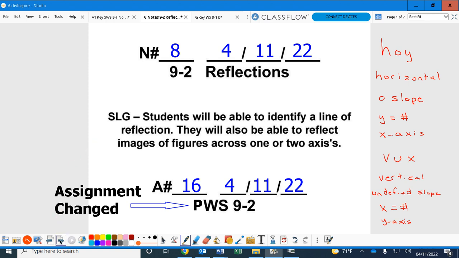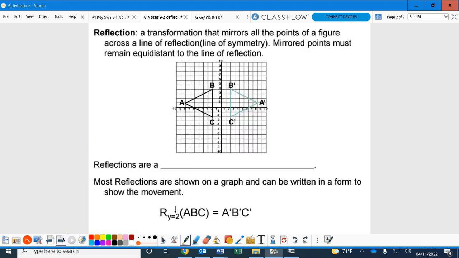Well, let's talk about what a reflection looks like, guys. So a reflection is, like we said, a transformation. It is going to mirror or reflect something across a line of symmetry. It's also called the line of reflection. It just means that the two sides are going to be completely equal. In this case, this is going to be your y-axis, your line of symmetry or your line of reflection. This one right here. That line is going to reflect the points on either side. This was the pre-image, this is the image.